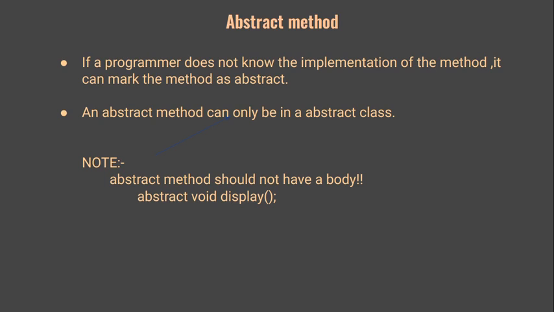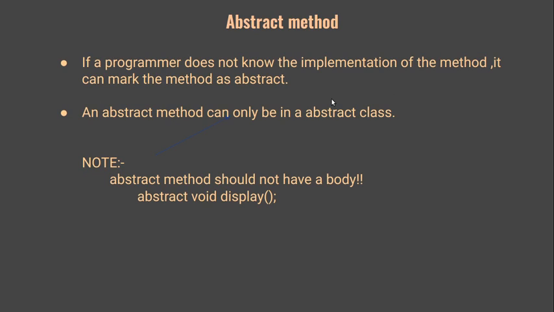But when a method is marked as abstract, when can you do that? Suppose I am a programmer and I do not know the implementation of the method, and I want to pass it to another programmer, but I want him to know the template. I want him to know my method names so he can apply the implementation accordingly. So I can mark my method as abstract, and when I do, I have to mark the class also as abstract, because an abstract method can only be in an abstract class.